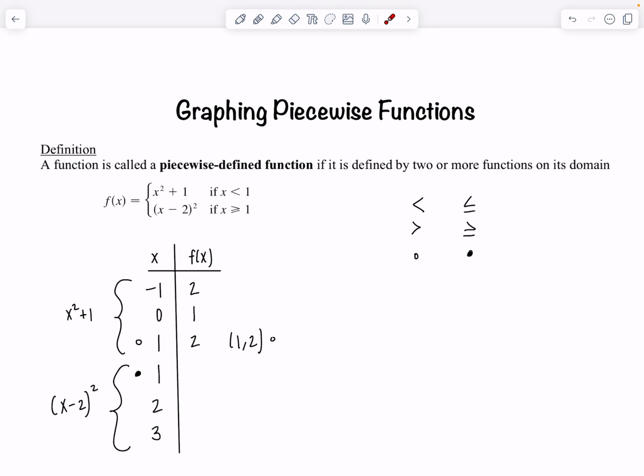And then now, these values here, I'm going to plug in for x right here. So 1 minus 2, that's -1 squared is 1. This will give me 0. This is going to give me 1. And remember, 1, 1, closed circle.